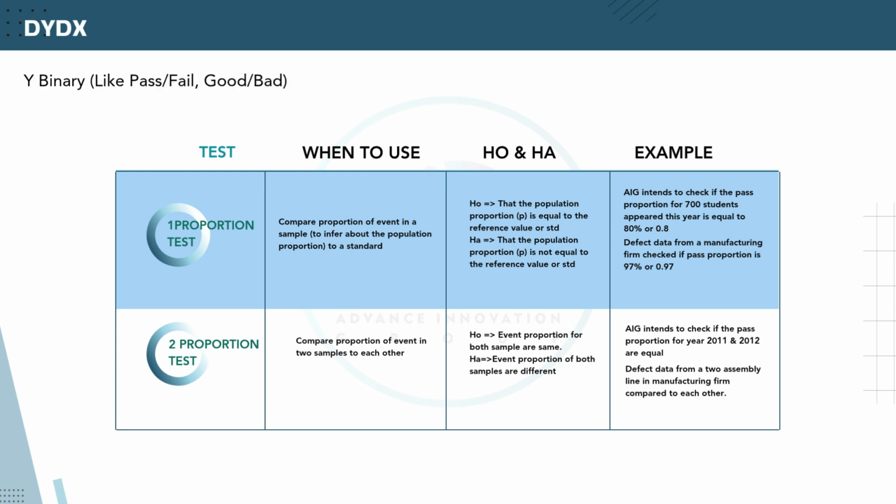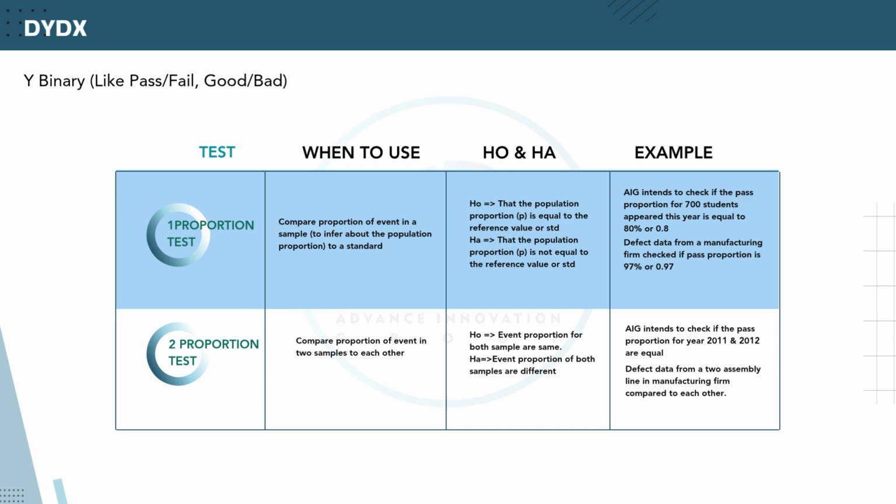This slide provides a quick comparison between the one-proportion test and the two-proportion test, both of which are applicable when your response variable, Y, is binary. For example, pass, fail, yes, no, good, bad, etc. Let's break it down column by column. One-proportion test. When to use? Use this test when you want to compare a sample proportion to a known or expected standard. This is useful when validating performance against a benchmark.